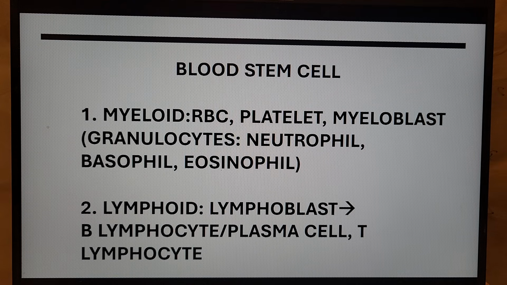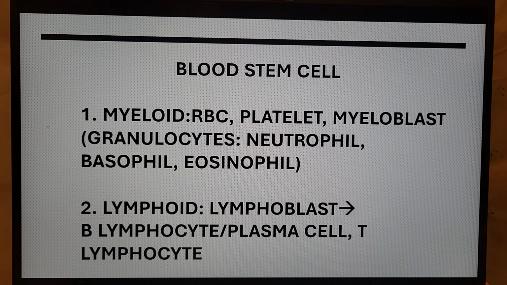So if somebody has ALL, acute lymphoblastic leukemia, or CLL, usually children get ALL, elderly get CLL. CLL is chronic lymphoblastic leukemia. That means in their bone marrow there are a lot of lymphocytes. But if somebody has AML, acute myeloblastic leukemia, or CML, chronic myeloblastic leukemia, that means in their bone marrow they have a lot of neutrophil, basophil, eosinophil. Those are white blood cells that have granules inside.